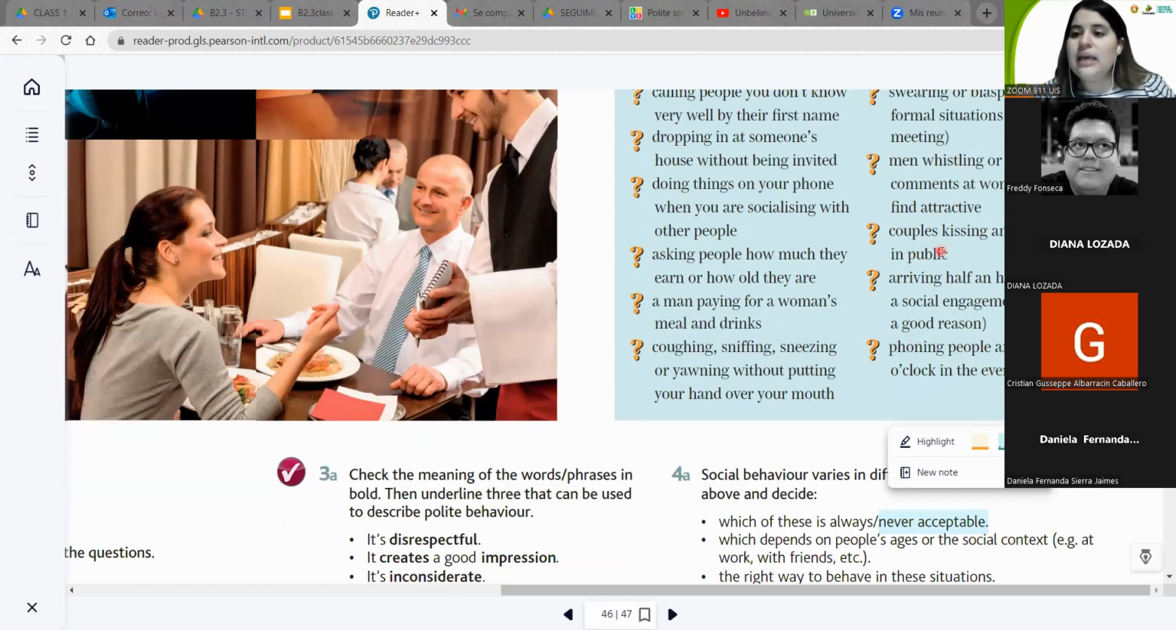Couples kissing and cuddling in public. Oh, I hate this. Very common. Young couples are like that always, everywhere. If you go to the cinema or a shopping center, they're kissing or showing love and being too touchy.